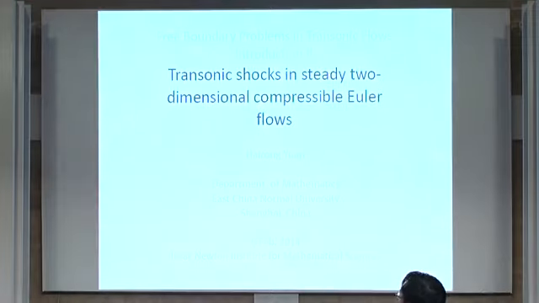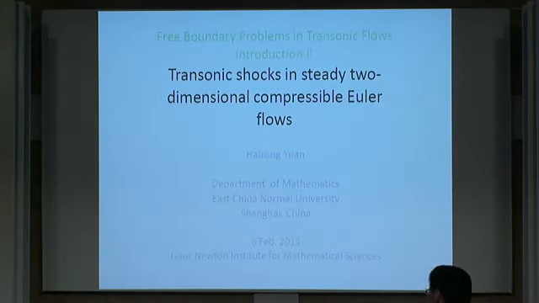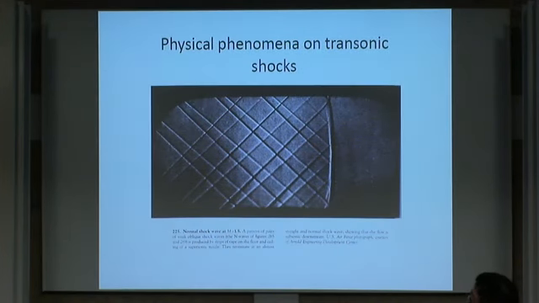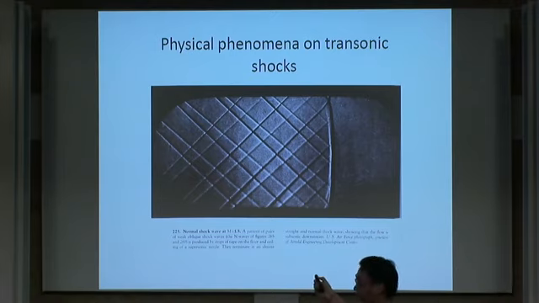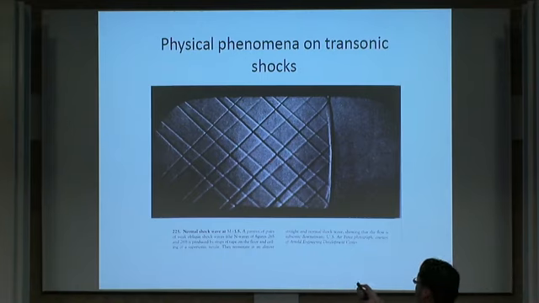I'm going to talk about transonic shocks in steady two space-dimensional compressible Euler flows. Here is a picture of transonic shocks in a supersonic nozzle. The gas flows from left to right. Here is a supersonic flow that contains many discontinuities. Then by passing this normal shock, it becomes a subsonic flow. So here is a transonic shock.